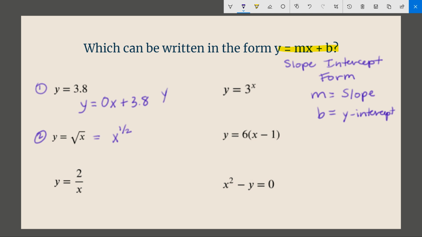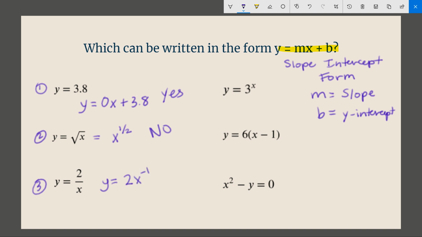So number 1 was a yes, it can be written in slope-intercept form. Number 2 is a no. If we look at number 3, the x is in the denominator, dividing the 2. This is also the same as y equals 2 times x to a negative first.